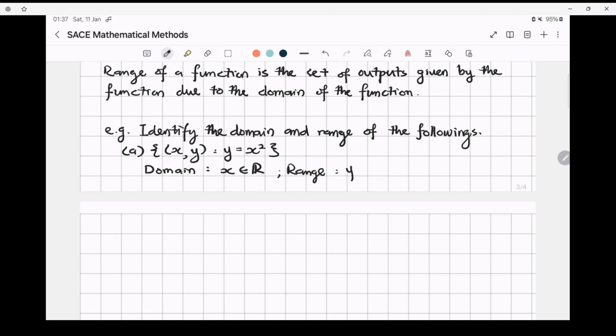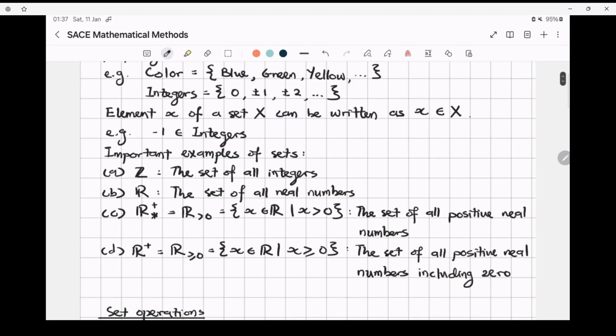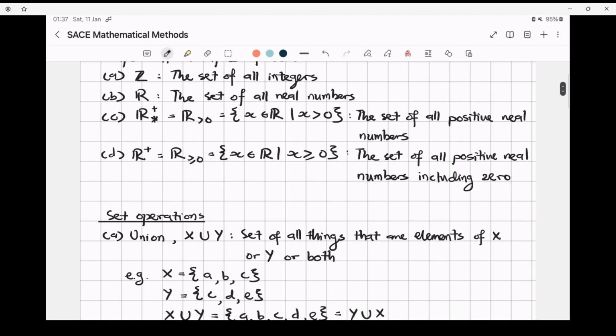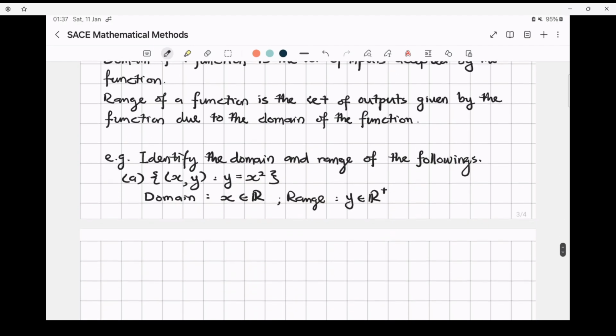So the range will be, so this you need to be careful because basically this is a U-shaped graph like this. So this would be R plus. So based on our definition, this will be R plus, including 0. But of course, you can also write something like this, including 0, and you cannot include infinity. That's why you need to put the open bracket at the end.